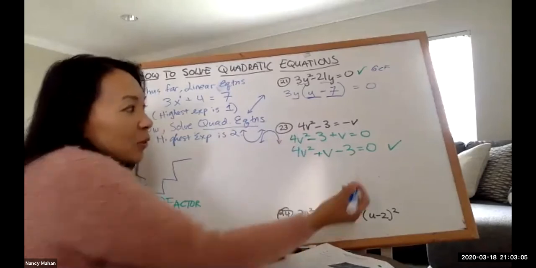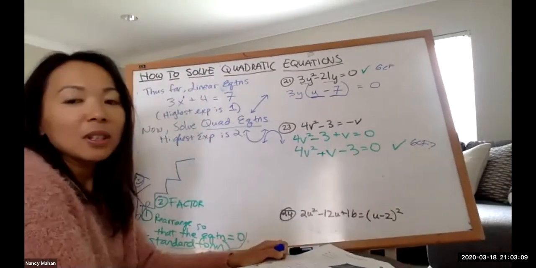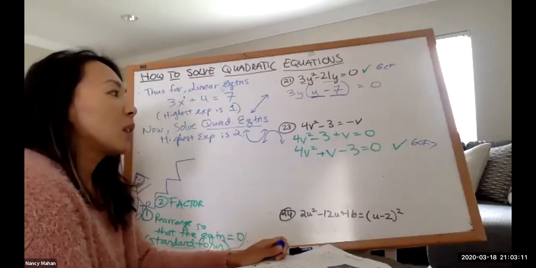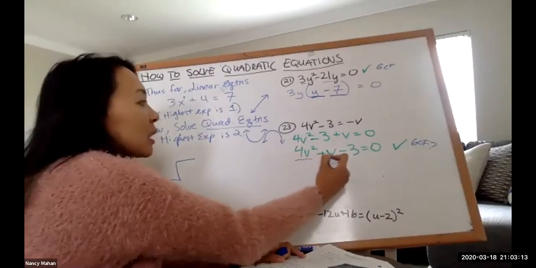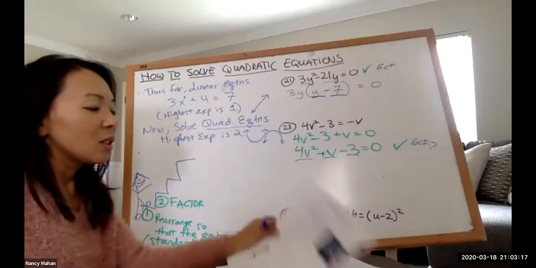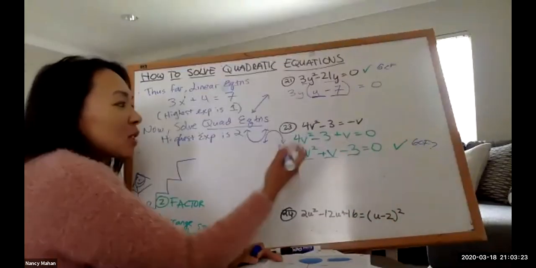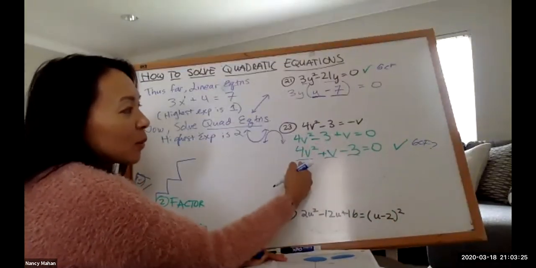But to factor, first I find out, is there a GCF? And the answer is no. Well, how many terms are there? 3. Well, if there's 3 terms, what I do is I am going to X-box. Yes, X-box. So I'm going to say what 2 things multiply to give me 4v squared?